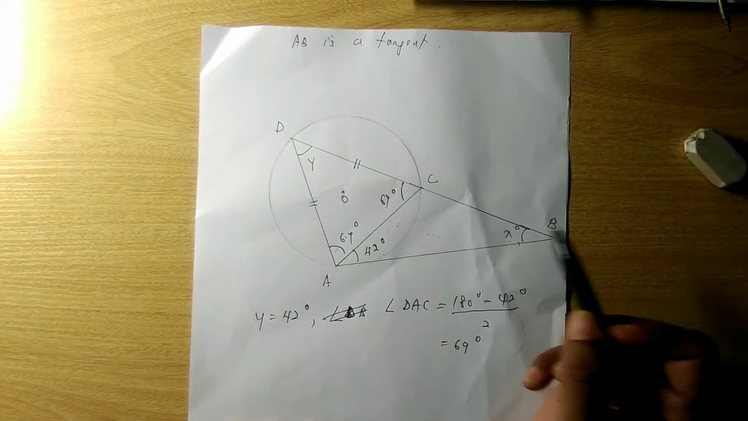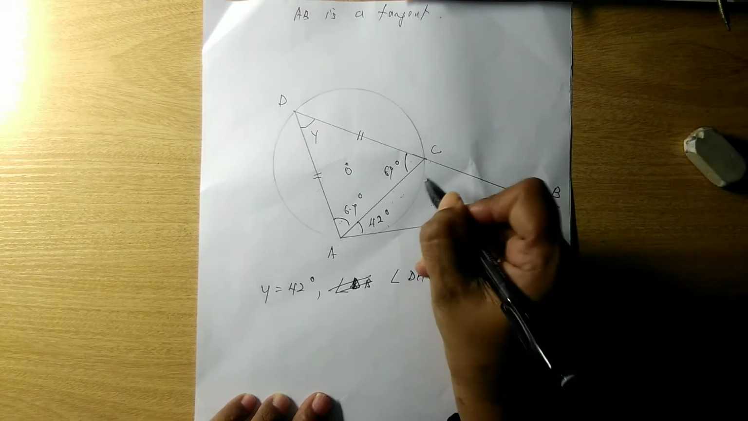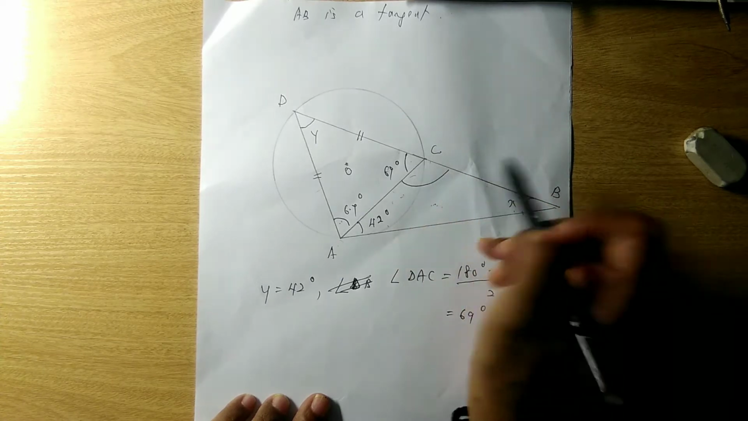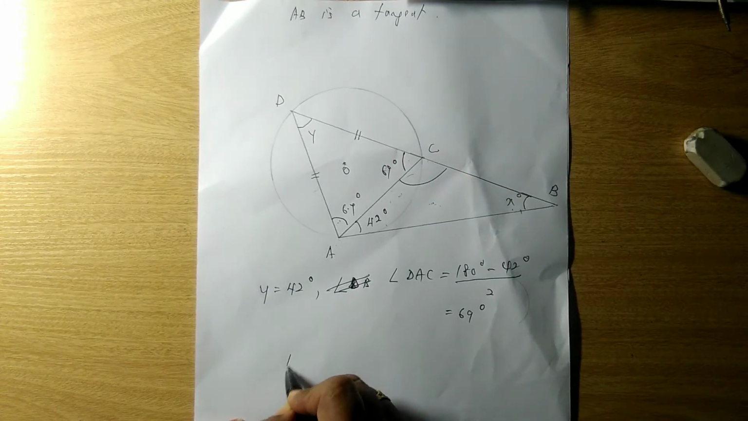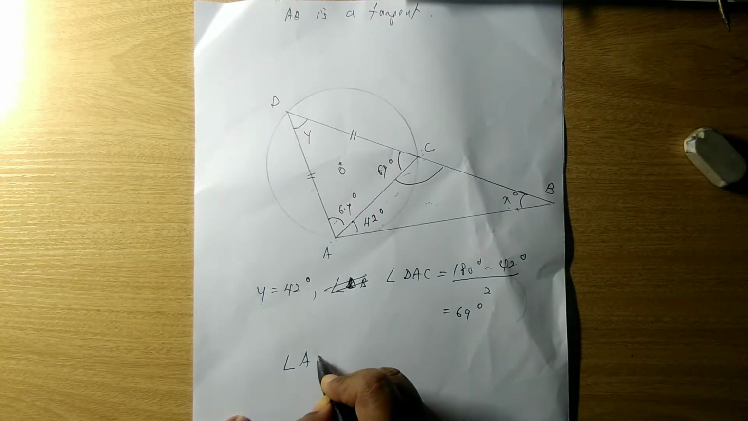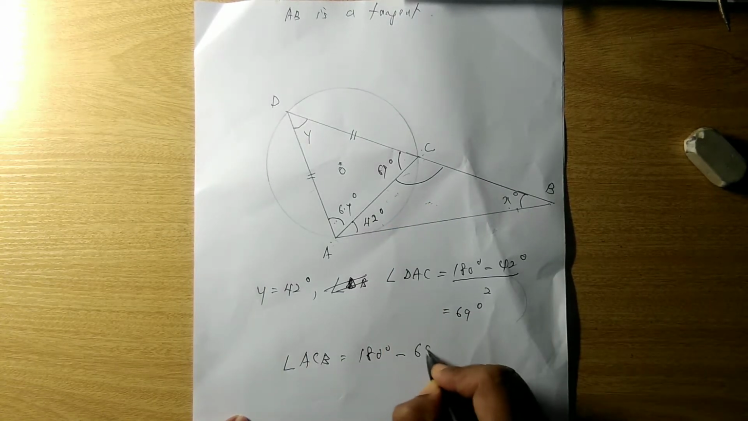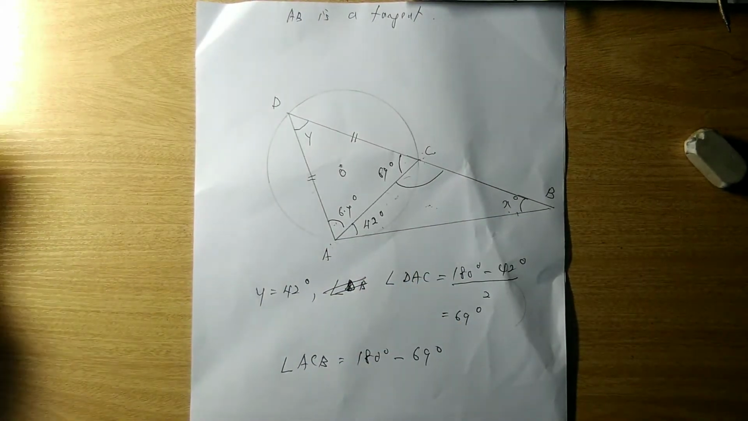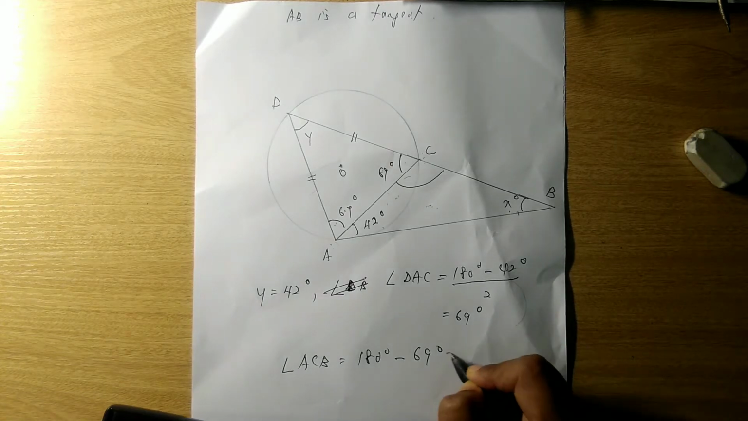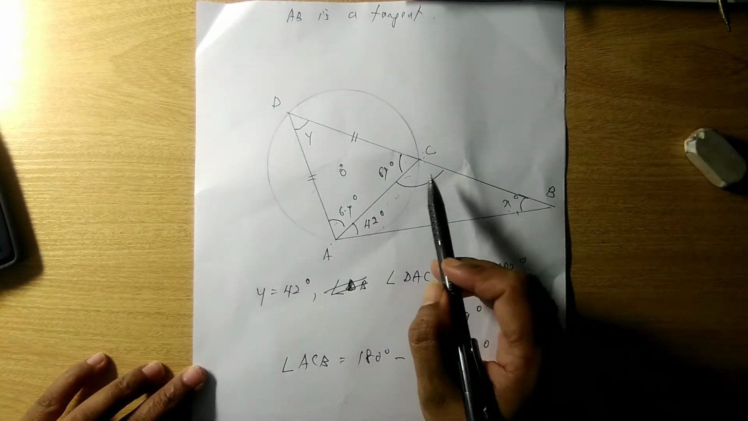This one is an external triangle outside the circle. So what we can do is find this. Now this is a straight line. That means to find my angle ACB, this angle is 180 minus 69 degrees because it's a straight line. So 180 minus 69 will become 111 degrees. It means this is 111.